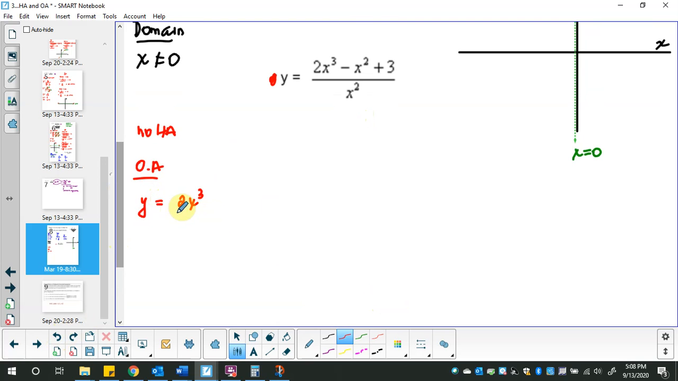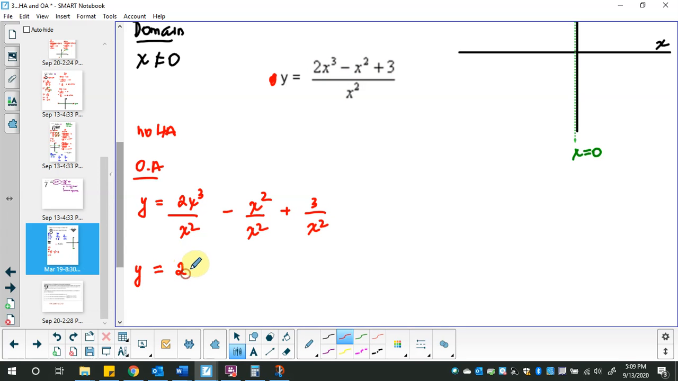And when it's a monomial, you actually get a special circumstance, and that is you can take 2x cubed and divide it by the x squared, and the subtract x squared and divide it by the x squared, and 3 and divide it by the x squared, because all this means is each of these divided by x squared. You can't do that if it's not a monomial. You can only do that if it's a monomial.